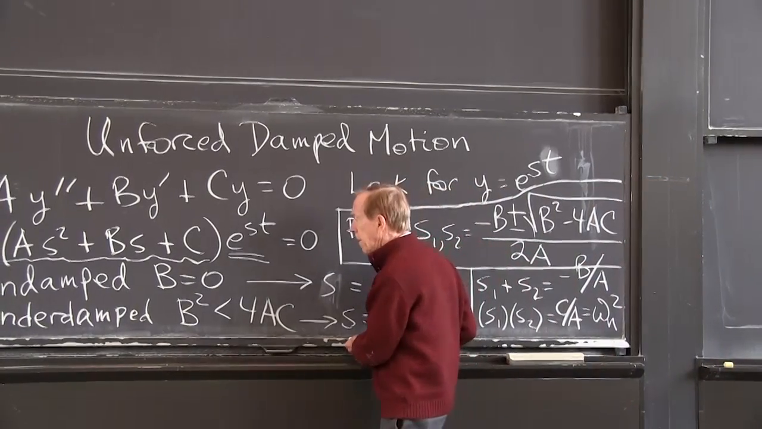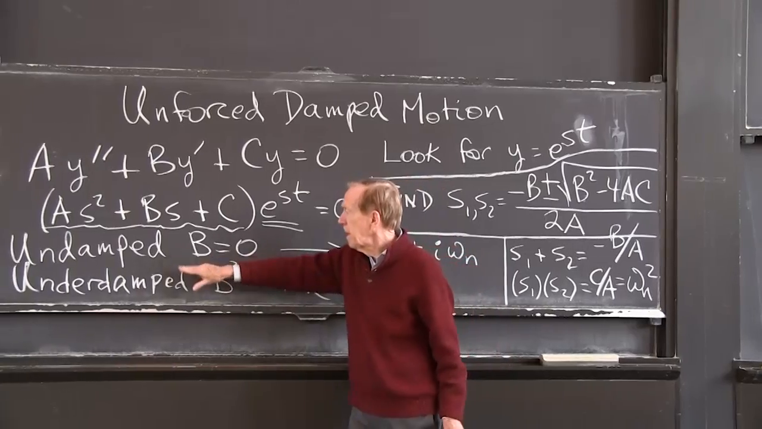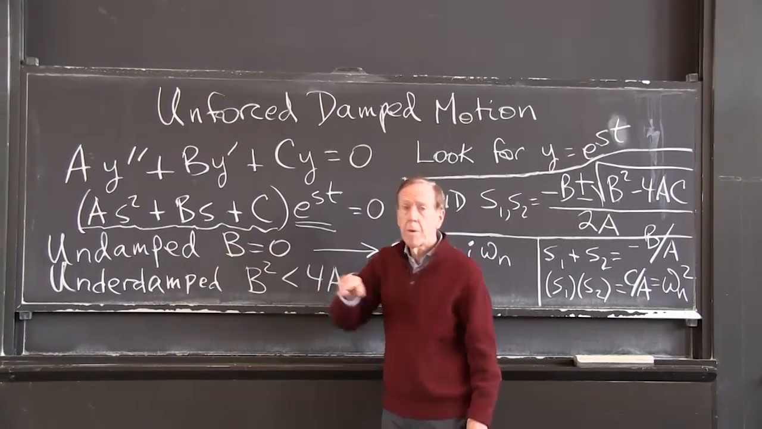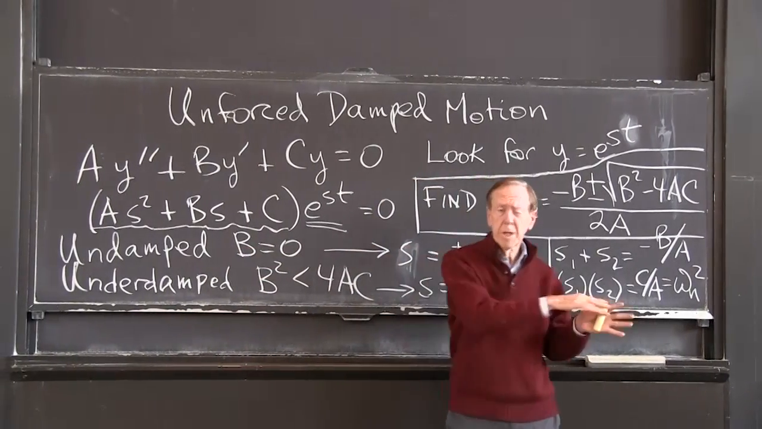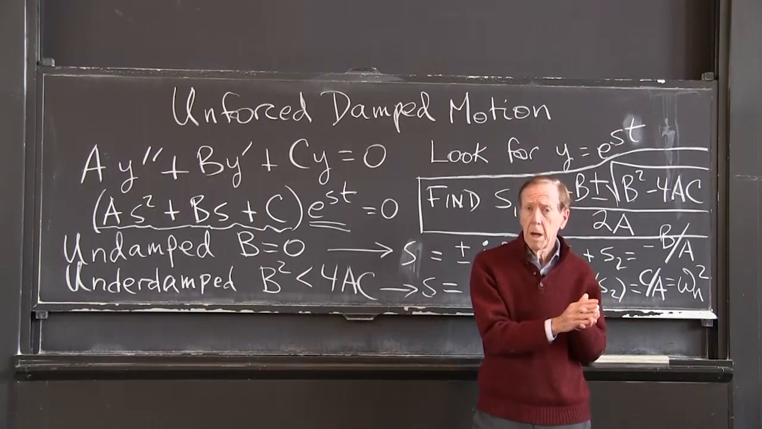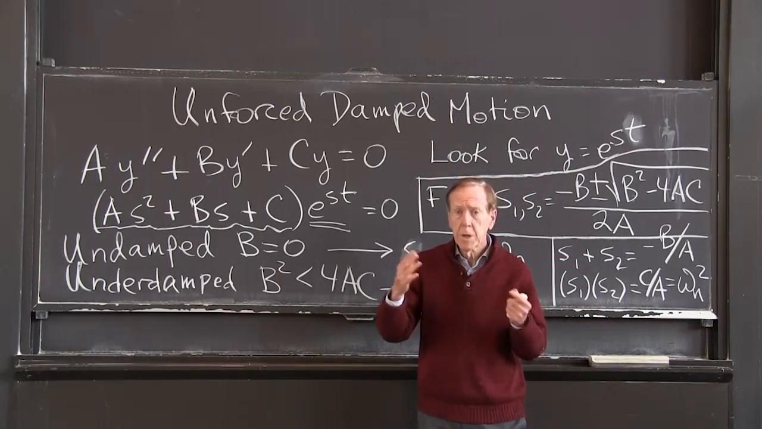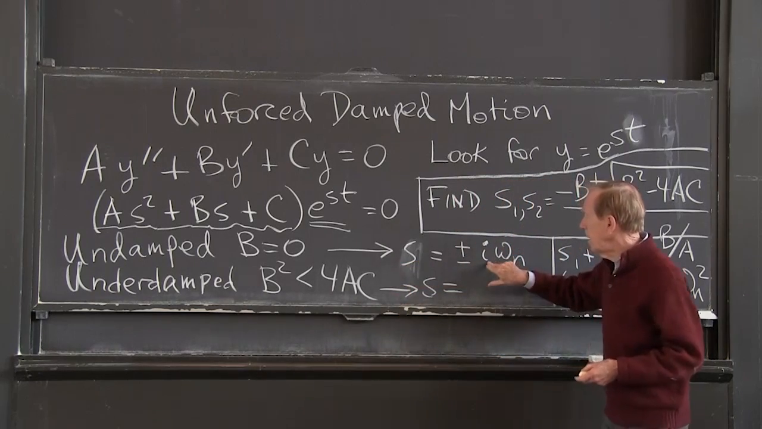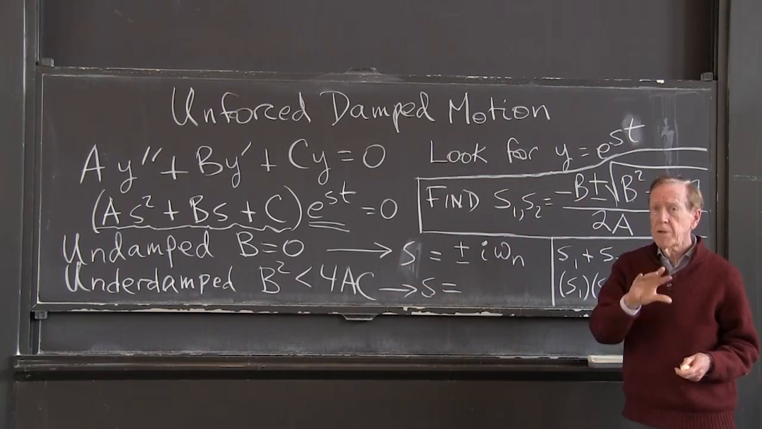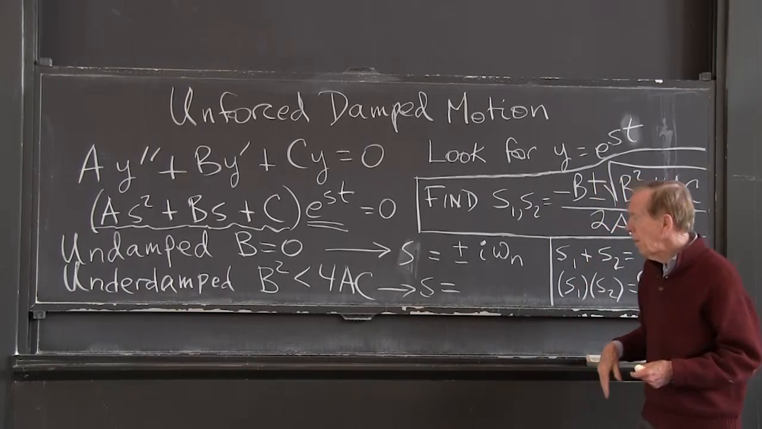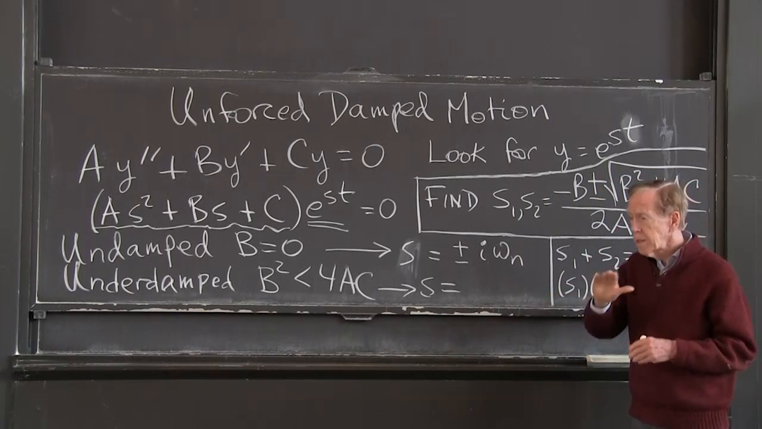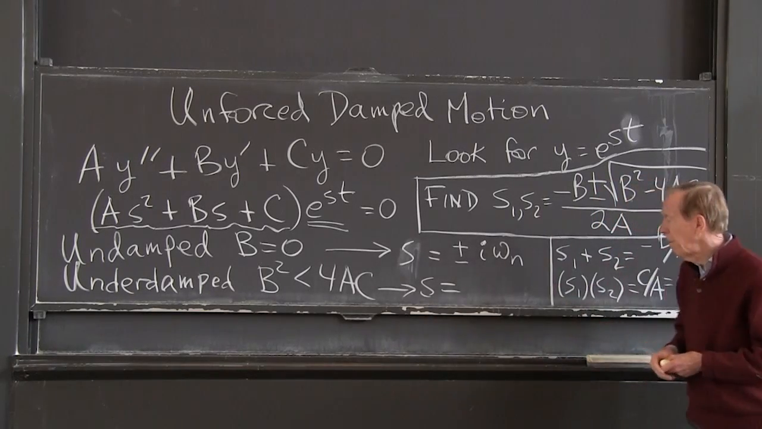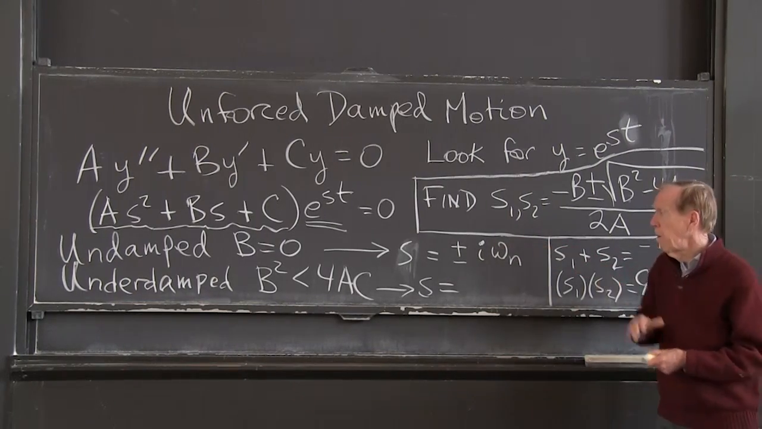So here are the possibilities. B could be 0. That puts us back in a previous video when the solution was a pure complex exponential, a pure sine cosine. There was no damping, it just oscillated forever. That's the one we know.